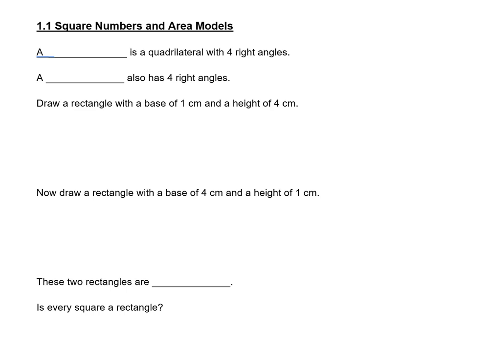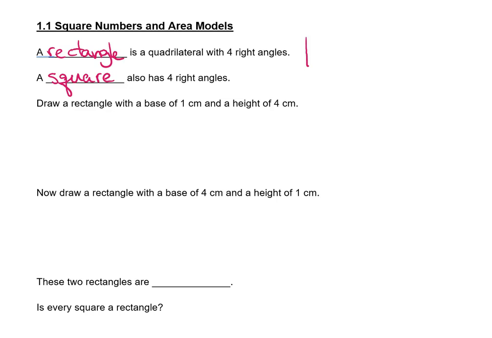So something is a quadrilateral with 4 right angles. Quadrilateral means 4 sides, and 4 right angles means they're 90-degree angles. So something with 4 sides and 4 right angles, if we look at it, oh look, it's a rectangle. We have a rectangle as a quadrilateral with 4 right angles. A square also has 4 right angles.